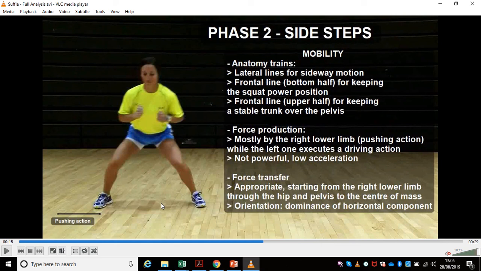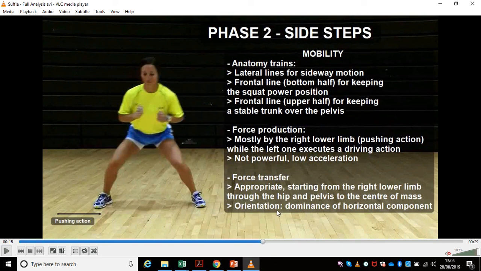motion, action, reaction. In this case, we don't have a very powerful action, so the rate of force development is not so high, and obviously the acceleration gained through this action is not very great. For the force transfer, we have a very good and appropriate force transfer. It starts from the lower limb and goes through the lower limb itself, and finally it moves the pelvis and the center of mass, which is roughly placed in this position.